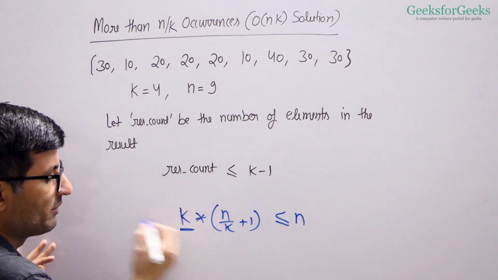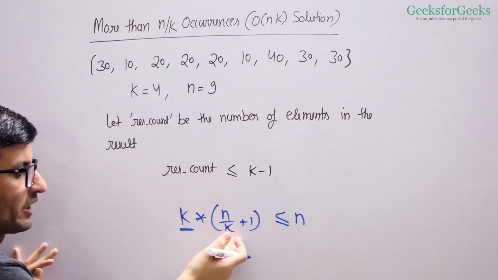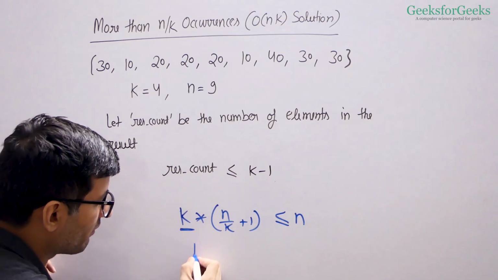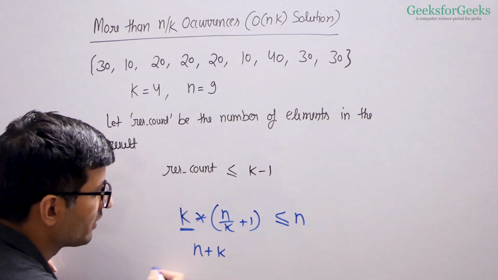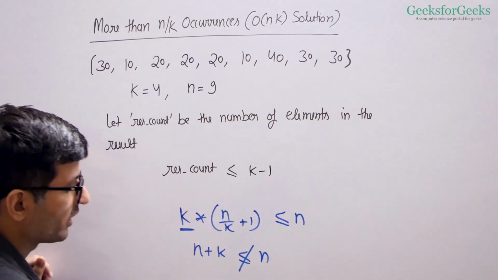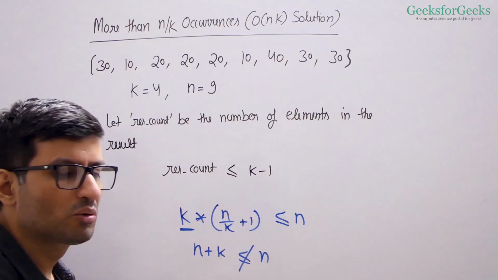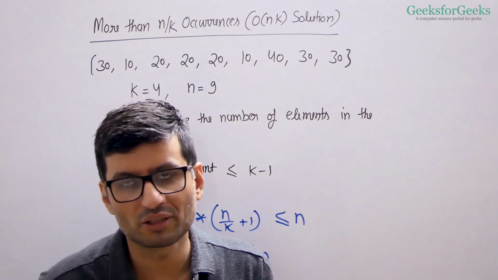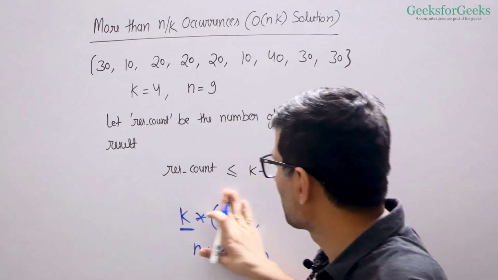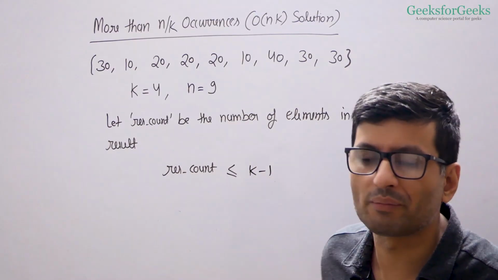I'm assuming k elements are there in the output and every element has to have more than n by k occurrences because it's part of the output. So it means you have n plus k is smaller than or equal to n, which is not true, right? And if it is not true for k, then it's not going to be true for any other larger number as well. So this fact that we have written here is true, that the number of elements in our output is not going to be more than k minus 1.